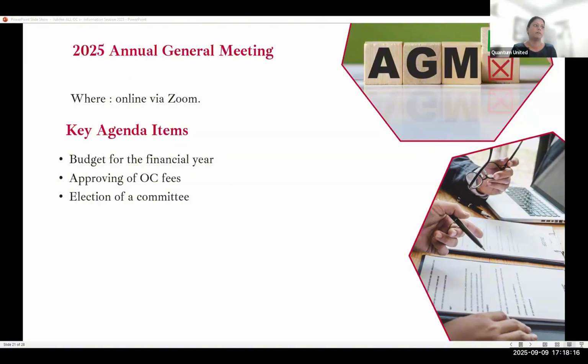The AGM will be held via Zoom platform. They're all online, so feel free to attend if you can. The main items that will be discussed at these AGMs are the financials of the owners corporation, the income and the expenses that the OC has incurred for the past year, the financial budget that will be set for the next financial year and what the fees will be, and also the election of the committee.